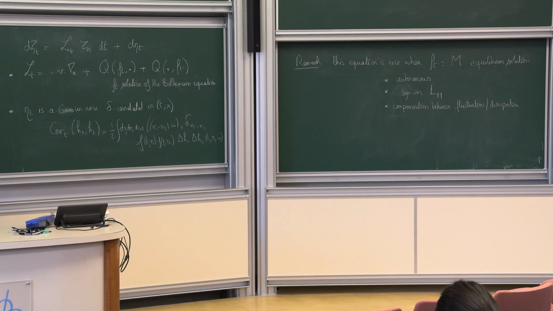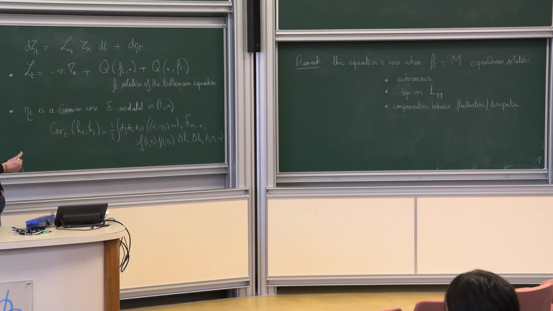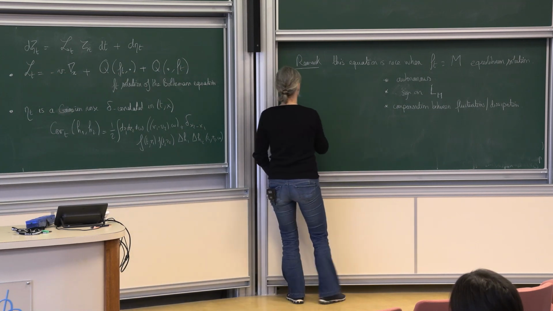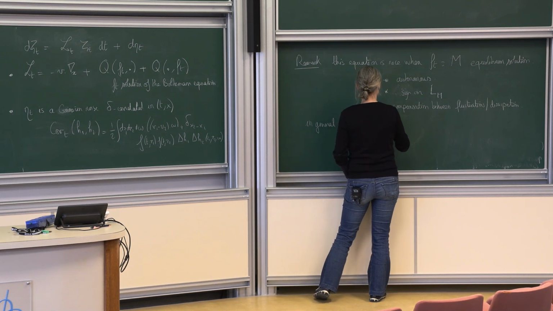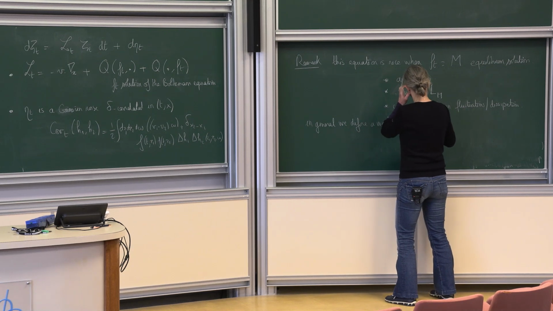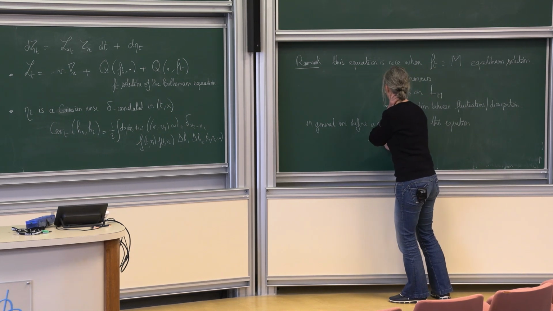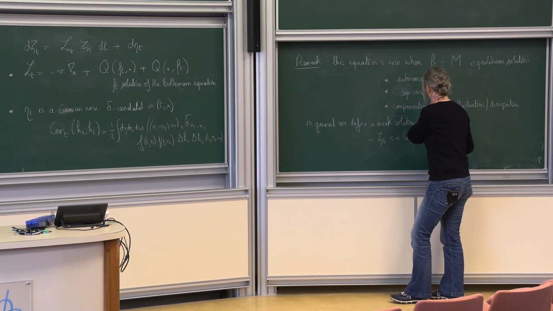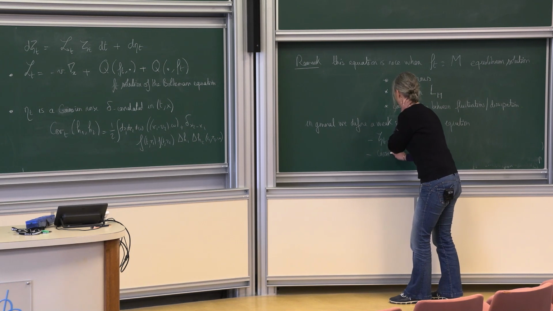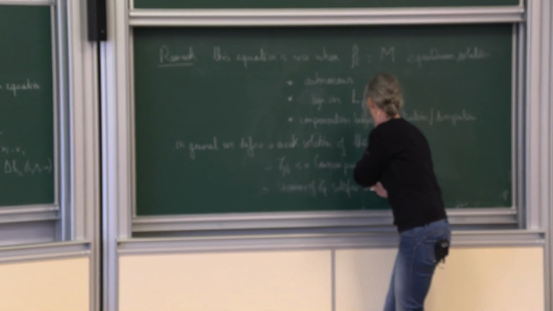The notion of solution that we use is actually a very weak solution. We will say that we have a solution of this, provided that essentially we have a Gaussian process and that the covariance satisfies the right equation. So in general, we define a weak solution of this equation by two properties. The first property is that zeta is a Gaussian process, and the second is that the covariance of zeta satisfies the corresponding PDE.